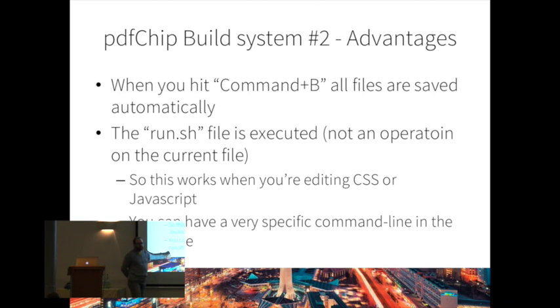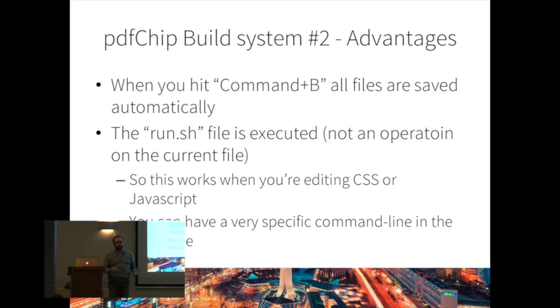And then in that run.sh file, you can specify the command line that you want. So if I'm working on a pdfChip project that needs a JSON file passed in, you have this import command in pdfChip that lets you do that, then I can put that exact command in the run.sh file, and for that project, it will run pdfChip, importing the JSON file, and it will do what you want it to do. Right? So it's a much more flexible way of doing it.